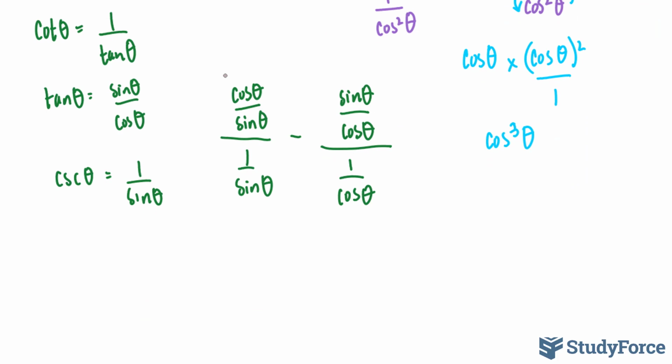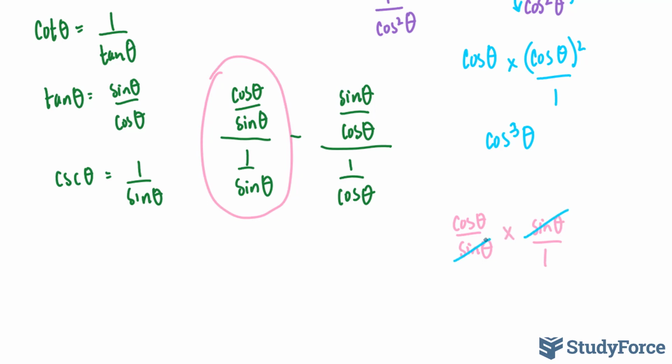I'll start off with this. Simplifying that, you have cosine theta over sine theta being divided by 1 over sine theta. When you divide fractions like these, the second term here, you take the reciprocal of, and this becomes multiplication. This will cancel out, and this whole term goes to simply cosine.